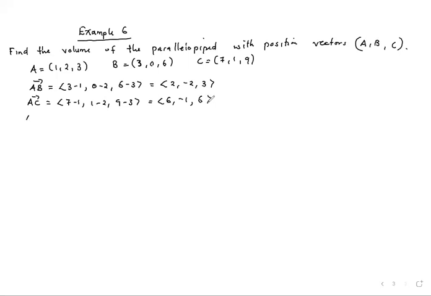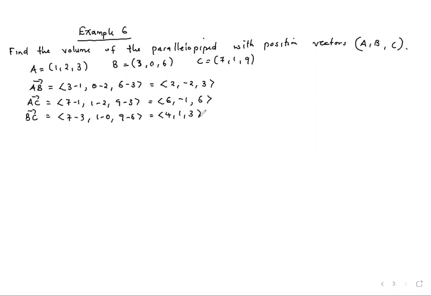Then you get BC, that is 7 minus 4... 7 minus 3, 1 minus 0, 9 minus 6. So we have 4, 1, 3.